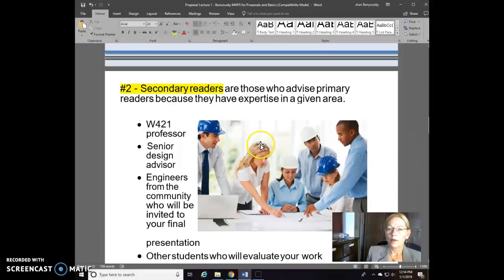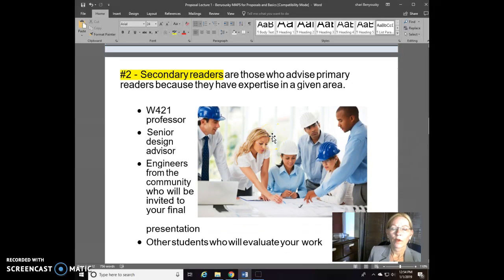Another reader type that you may or may not have thought about are secondary readers. These are people who advise your primary readers because they have some sort of expertise. Could be government rules, it could be grammar or organization, or anything where your primary reader might say, hey, could you help me with this because you have a better expertise than I do.